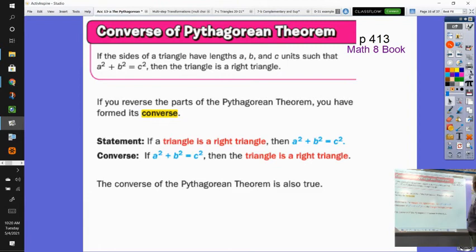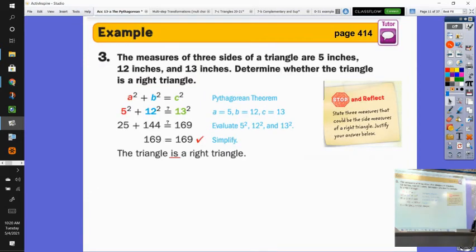Okay? So if I give you three sides of a triangle, in this case 5, 12, and 13 inches, if you substitute them into the Pythagorean theorem, and it comes out to be true, then these three sides make a right triangle. So 5 squared and 12 squared are the two legs, 13 squared is the hypotenuse. Now they don't tell you which one is the hypotenuse here, but the hypotenuse is always the longest of the three sides, right? So the hypotenuse is always the longest. C is always the largest.